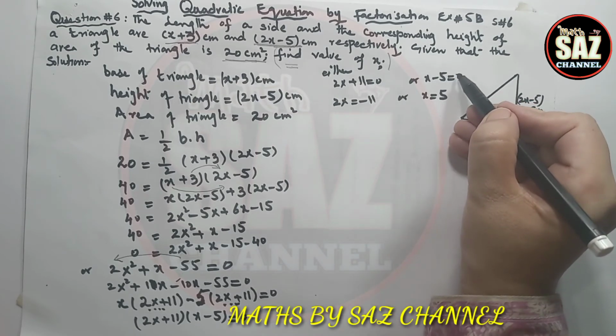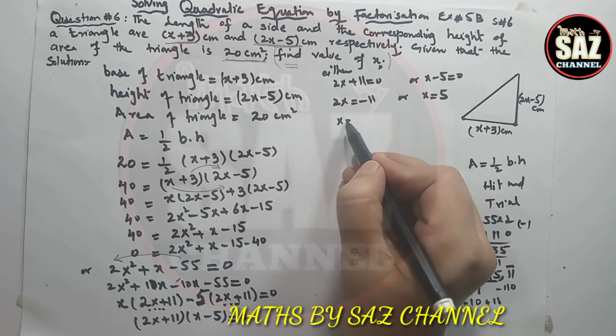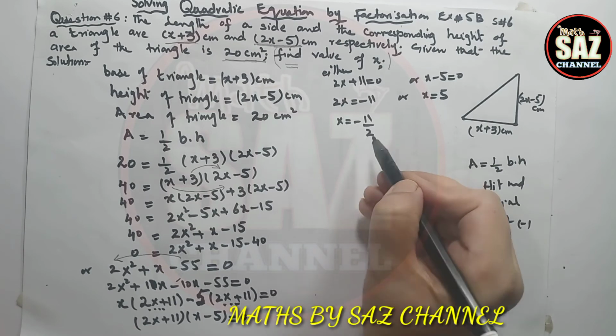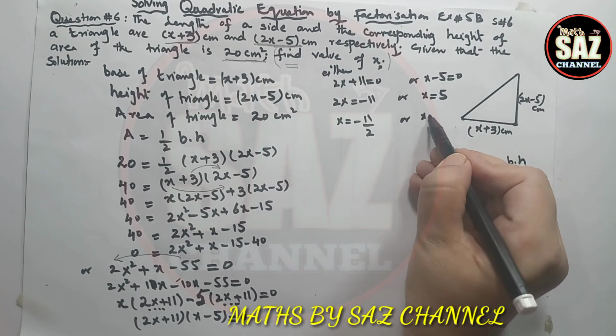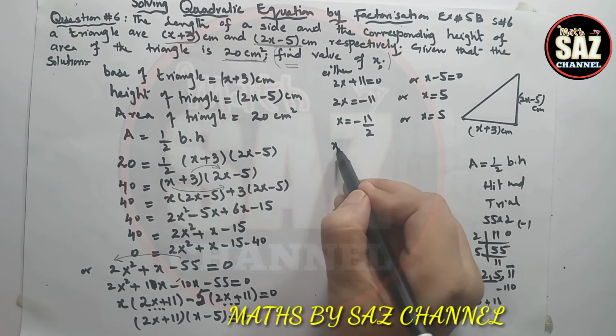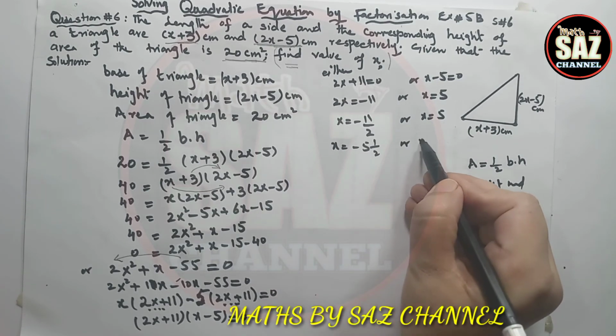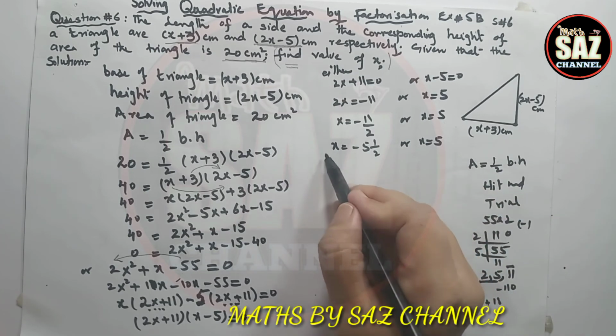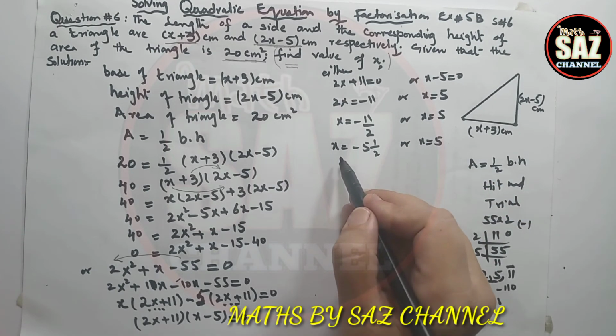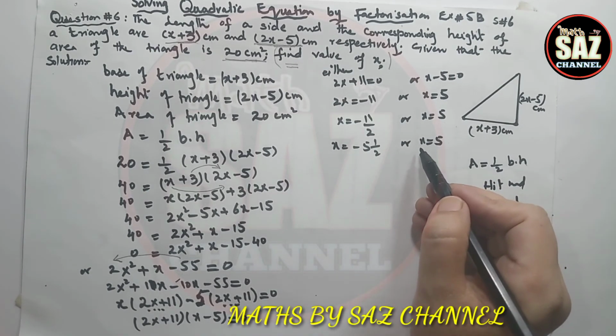Shift 5 to other side and change the sign, and x equals to minus 11 by 2 or x equals to 5. Now which one, minus 5 whole 1 by 2 or x equals to 5? We are getting the two solutions of this quadratic equation. Now which one will be the accepted answer?